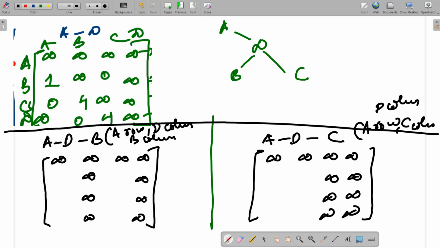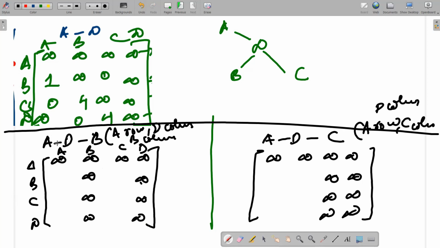Then, important thing, I cannot go from B to D. So we have got A, B, C, D, and A, B, C, D. I cannot go from B to D, so B to D is already infinite. I cannot go from B to A also, so B to A is infinite. I cannot go from D to A. See, it's a very simple thing. We have got A to D, D to B, so I cannot go from B to D. So this is infinite.